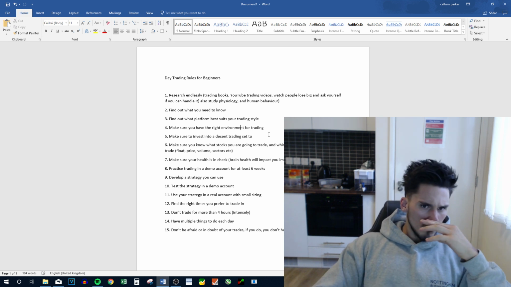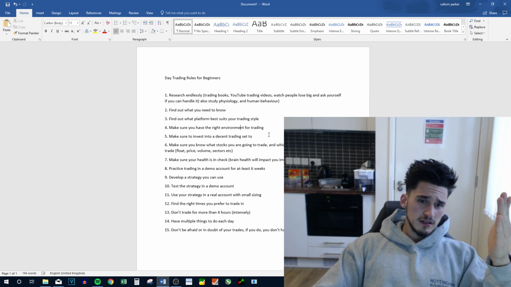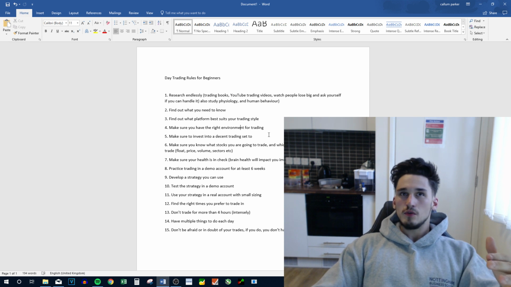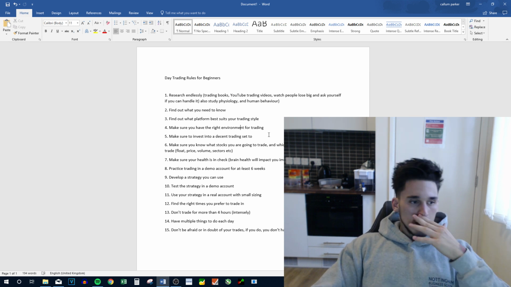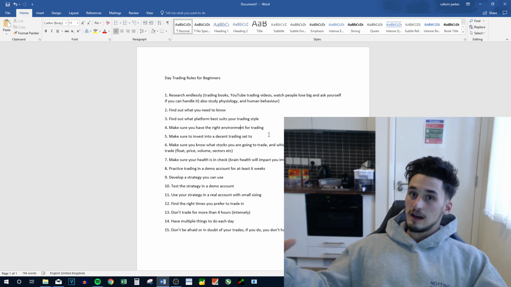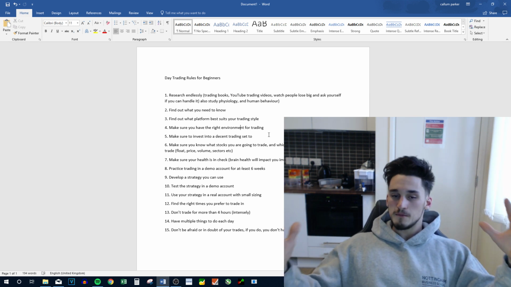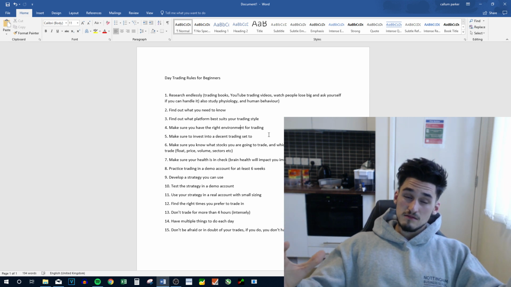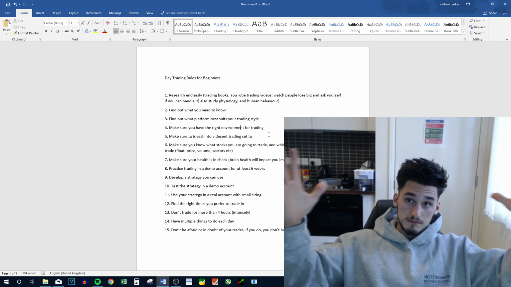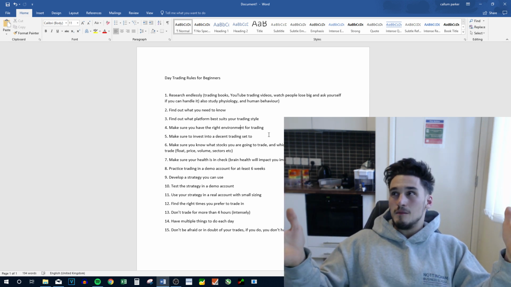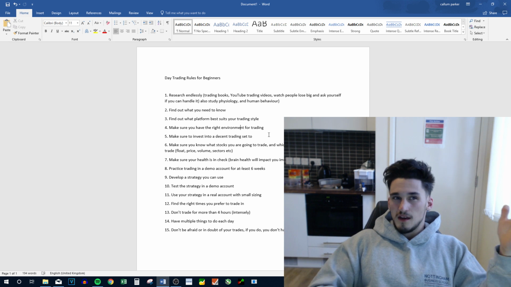And then we've got rule 4, which is quite important. Make sure you have the right environment for trading. Now this is not exactly easy to do, although it can be. So for me, I'm a student, so I'm in student accommodation, a little studio flat. My environment is perfect. I live on my own. I have everything that I need around me. I have a nice, large setup with everything I need in terms of trading.